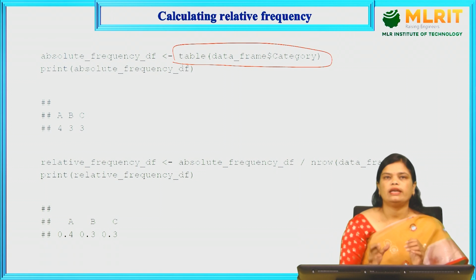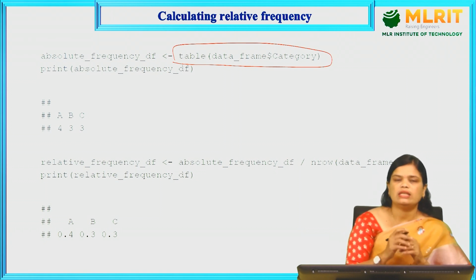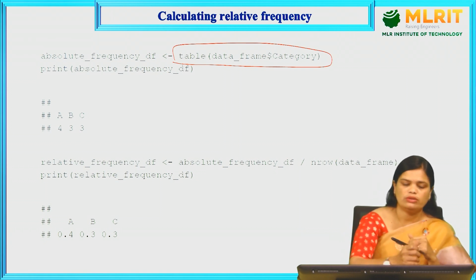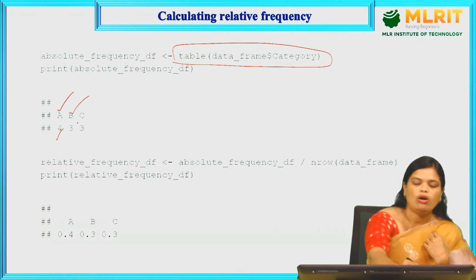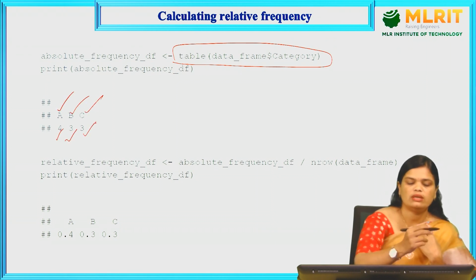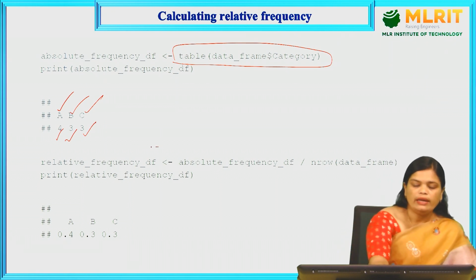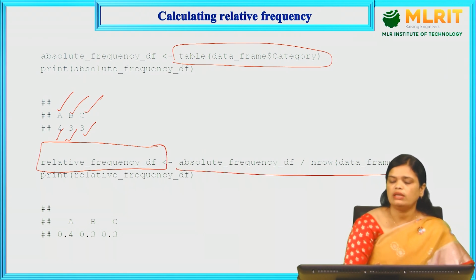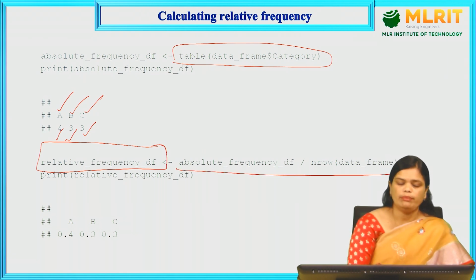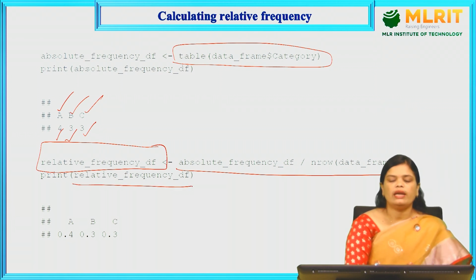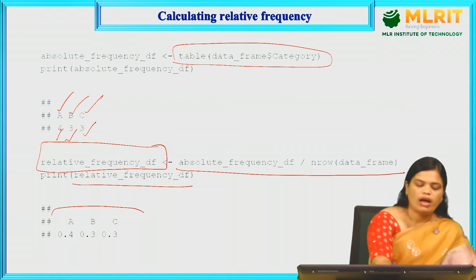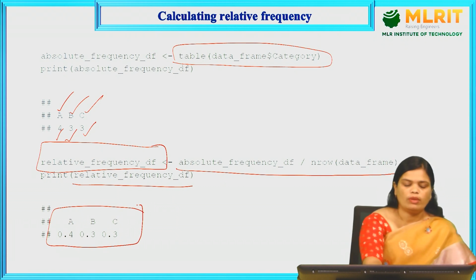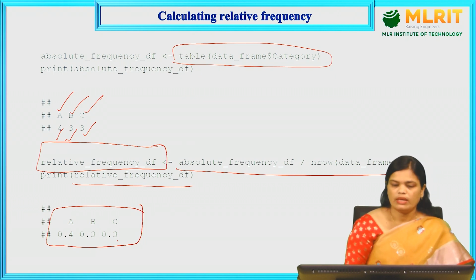When you apply the table function to the data, it will generate the cross tabulation of the data. So it will display how many number of A's are there? 4. How many number of B's are there? 3. How many number of C's are there? 3. And here for calculating the relative frequency, we have a formula: absolute frequency divided by number of rows of a data frame, and we are printing the relative frequency data frame here. So the values we have got are 0.4, 0.3, and 0.3. These are the relative frequencies of A, B, and C.